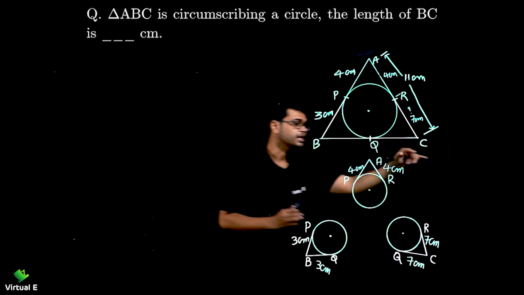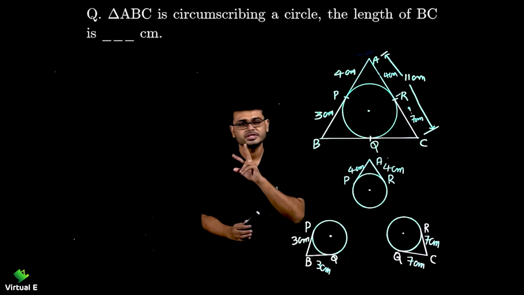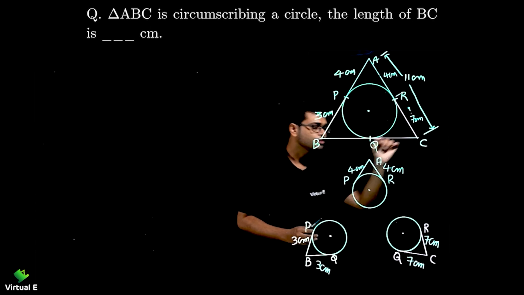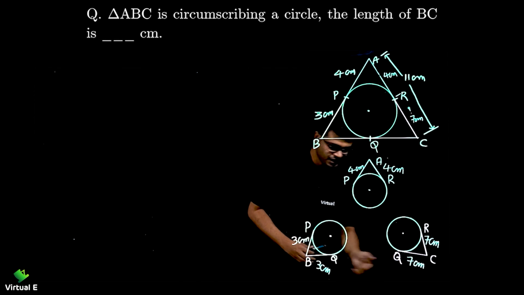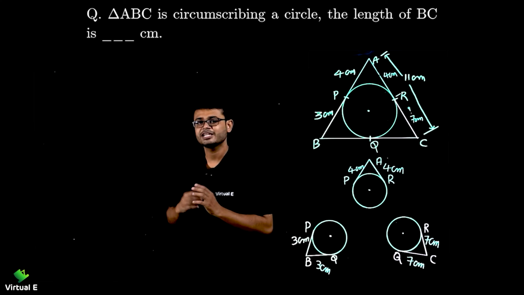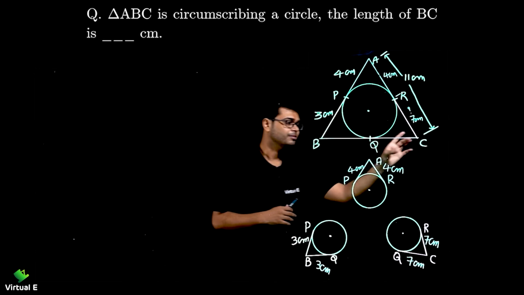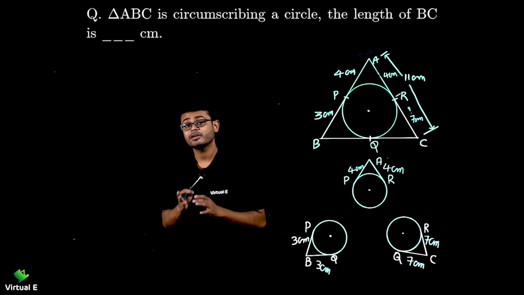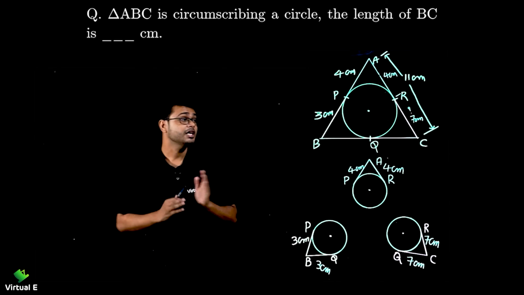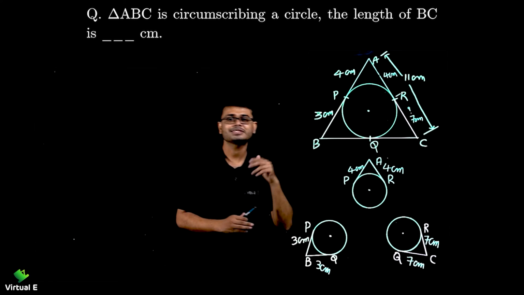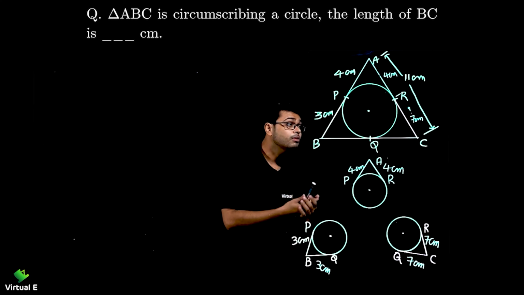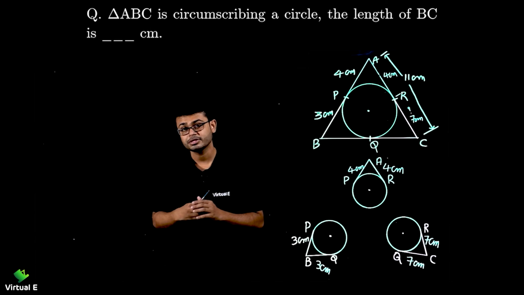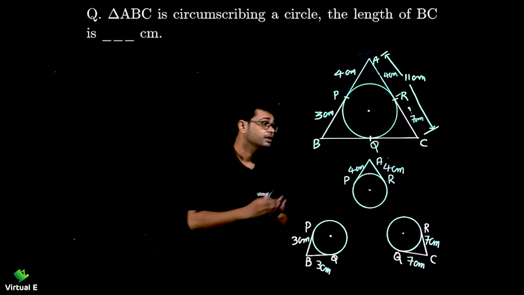Now come to BC. BC is made up of two sides, BQ and QC. So BQ is what? 3 cm, and QC is what? 7. So 3 plus 7 is what? 10 cm. My answer is 10 cm. If this kind of question comes for a 1 mark MCQ, then you can do calculations orally and select the appropriate answer. Then it will be done. But if it is for a 2 mark question or you need to show the calculations, then you need to write the steps, right?